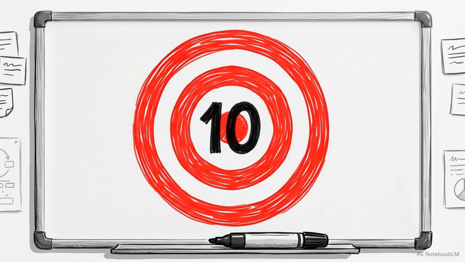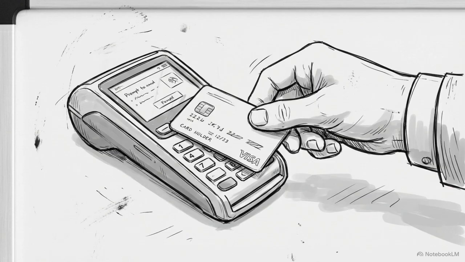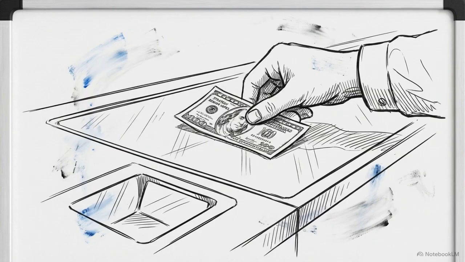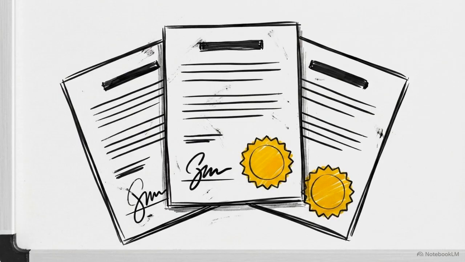You must define a specific numerical target for success before the test begins. Ignore vanity metrics like social media likes or views. Focus on actionable metrics that prove financial intent, such as pre-orders, upfront cash deposits, or signed letters. For the Smart Sensor project, the success metric could be securing 3 signed letters of intent from 10 factory managers after showing them a brochure.